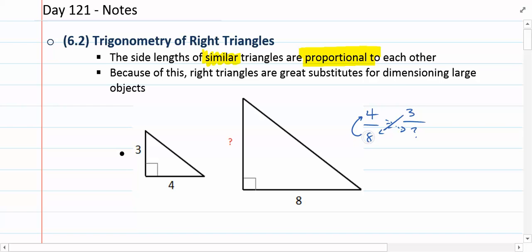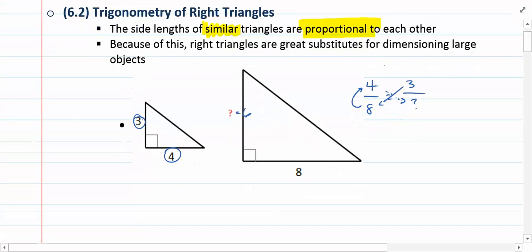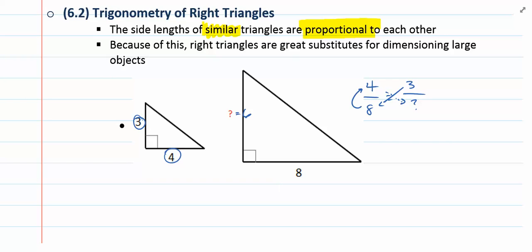In this case, 3 times 8 is 24. 24 divided by 4 is 6. So if this object was 3 units tall and 4 units wide, its substitute in the larger dimension would be 8 units wide and 6 units tall. We could be talking about inches on this model and feet in this model, or even miles for that matter. The proportion will hold true regardless of what our units are. And that again is particularly helpful when we're dealing with large objects that are difficult to measure.